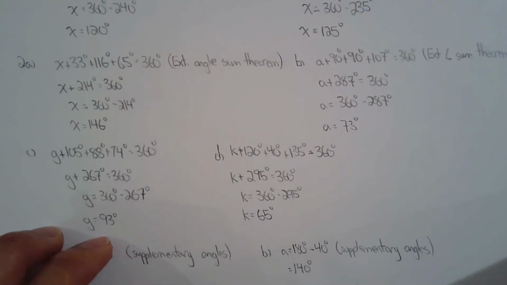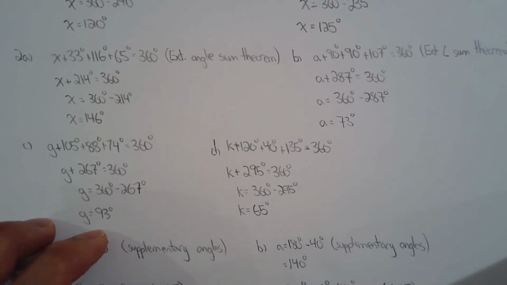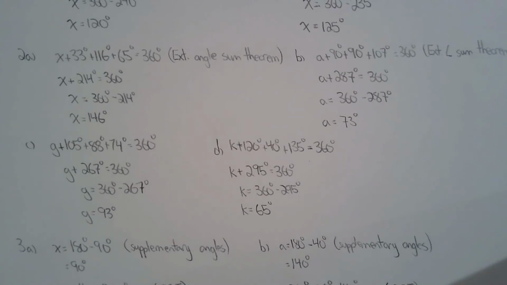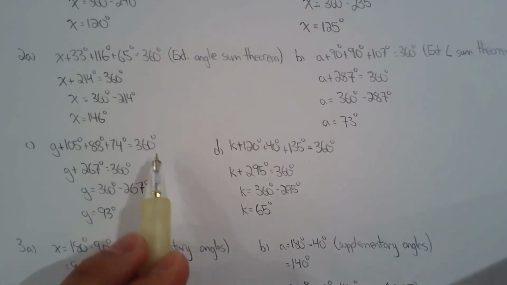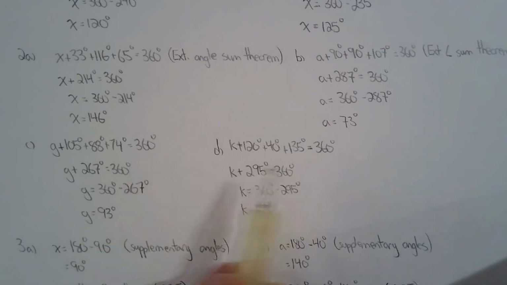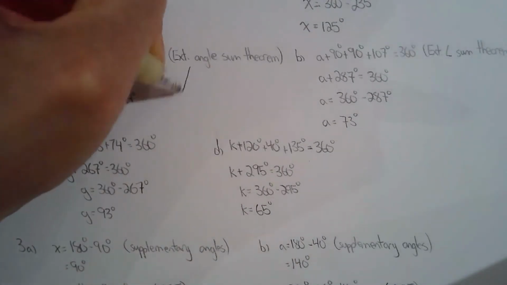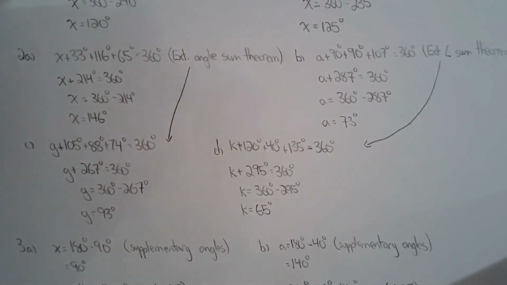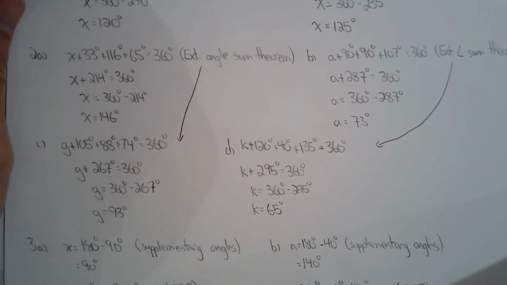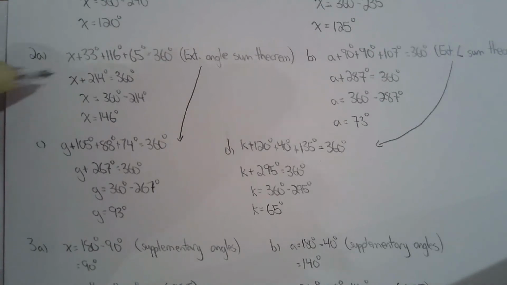For question 2, we're working with the same kind of relationship, which is the exterior angle sum theorem. I just realized for 2C and 2D, I didn't write down the theorem, so I'm just going to put an arrow here. I should have written it there as well. It's the exterior angle sum theorem for all four questions, 2A, B, C, and D, because in all of them I'm given three of the four exterior angles. So I can solve for the fourth angle rather easily because the four angles sum up to 360 degrees.